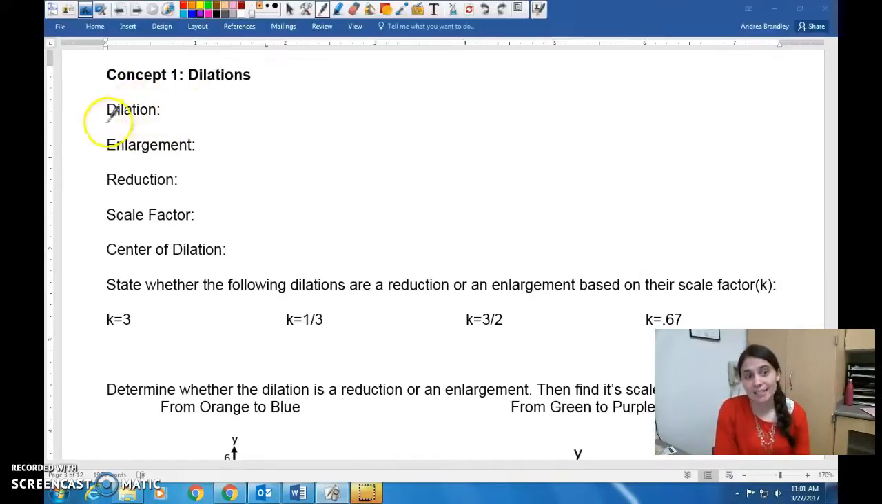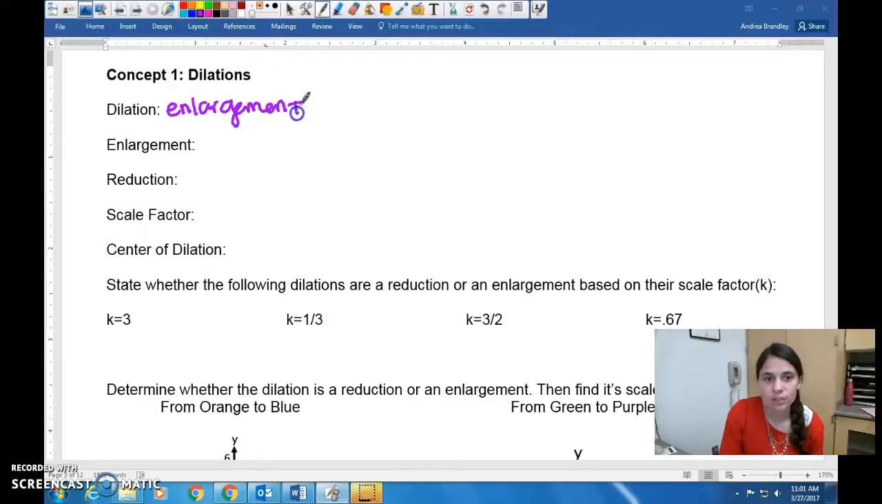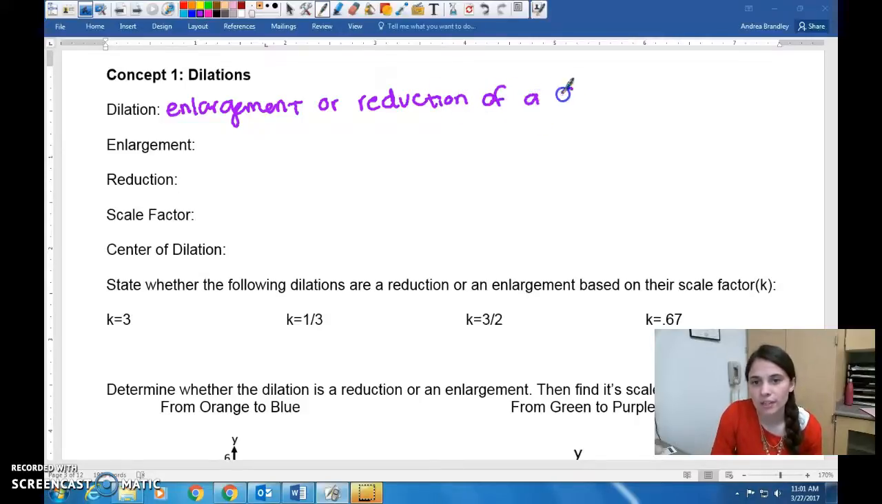So the first word is dilation. So this is an enlargement or reduction, and we'll define those in just a moment. An enlargement or reduction of a shape or figure or something that is proportional. So the proportional portion is the most important part of this definition. It has to be an enlargement or reduction that is proportional.